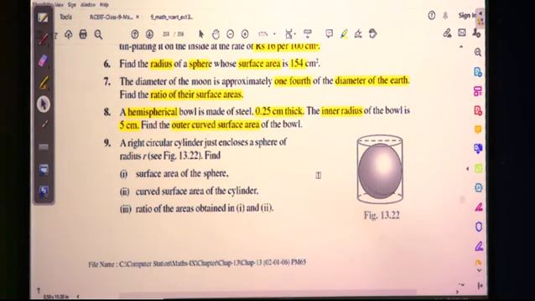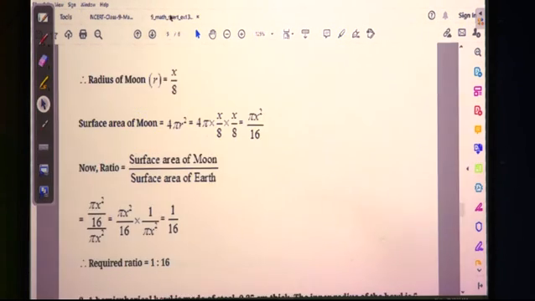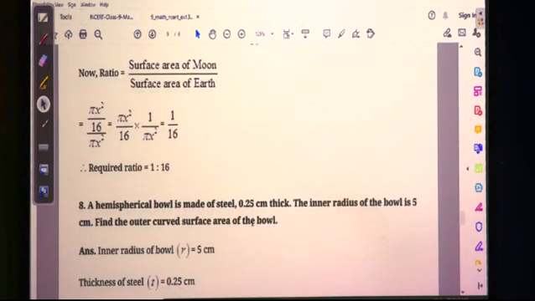Understand the question properly. A hemispherical bowl is made up of steel. Its thickness is given, 0.25 centimeter. The inner radius of the bowl is 5 centimeter. Find the outer curved surface area of the bowl. They are asking us to calculate the outer curved surface area of the bowl. Let us switch to the solution.